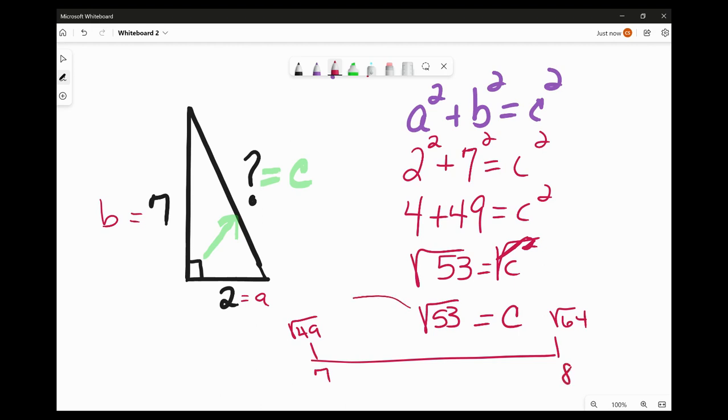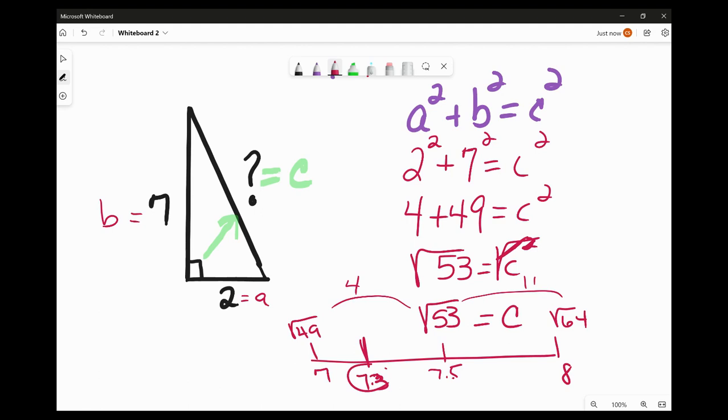So 53 is 4 away from 49. It's 11 away here. Let's call this 7.5 in the middle, right? In the middle, we have 7.5. And so 4 and 11 is going to be somewhere around here. And I would estimate that to be about 7.2 or 7.3. I'm going to call it 7.3 today. And so it's about 7.3.